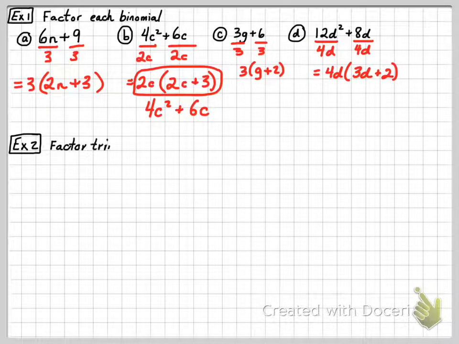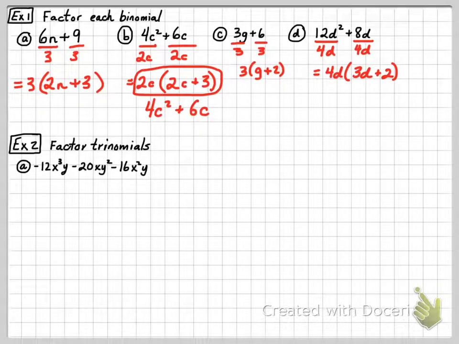In example 2, let's factor these trinomials. Here we have negative 12x cubed y minus 20xy squared minus 16x squared y squared. Now, the biggest thing I can divide into negative 12, negative 20, and negative 16 would be 4. Since they're all negatives, I'm going to factor out a negative 4.